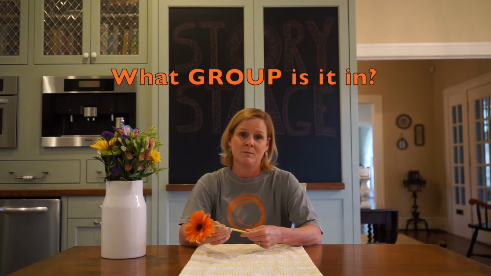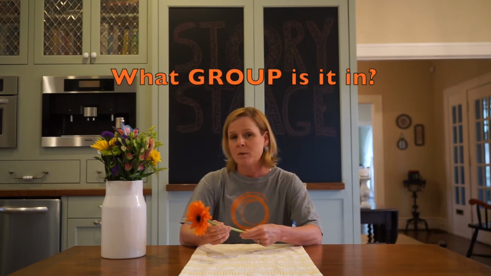So we're going to get started with a couple of objects that I've just found in my house. So the first thing we're going to talk about is a flower. I got these at Tom Thumb yesterday. What group is it in? Well, there are a couple of ways we could go with this. We could say it's a flower, or we could say, in a larger sense, it's a plant. Let's go with plant for right now.